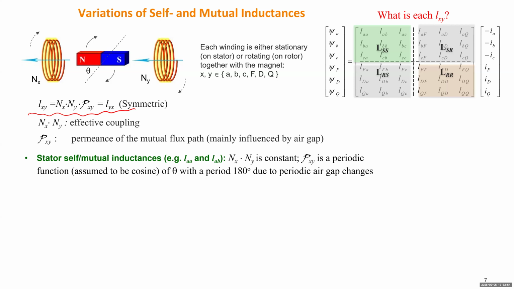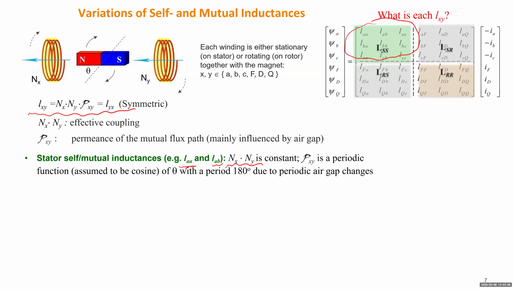Let's first take a look at the stator self and mutual inductances. We're talking about this block, the green block. Here all the subscripts are from A, B, and C. If it's a self-inductance, it will be something like LA. If it's mutual, it will be like LAB. Now the two windings are both stationary windings, which means NX and NY don't change, they stay there. So their coupling will be the same, constant.